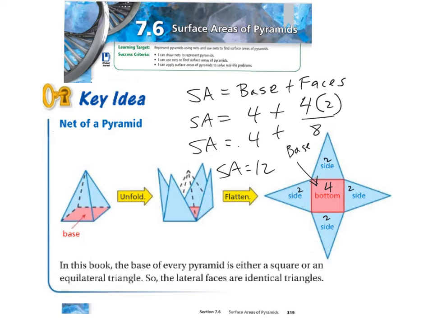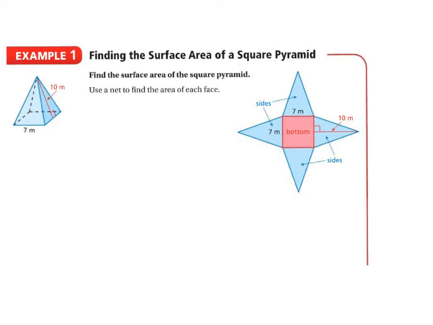So let's check a couple real ones out. This is example 1. We're going to find the surface area of a square pyramid. Notice that the base of this pyramid is a square. It's not the triangular one, so we're going to call it a square pyramid. We need to find surface area, that's what it asked for. So the surface area is the base plus the faces.